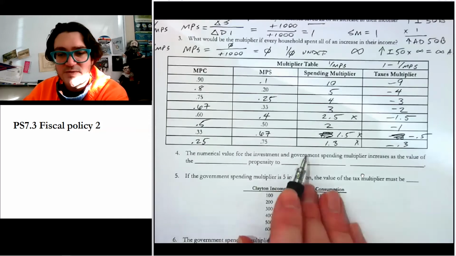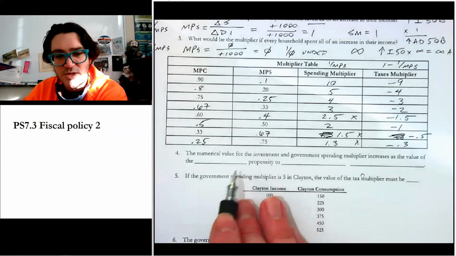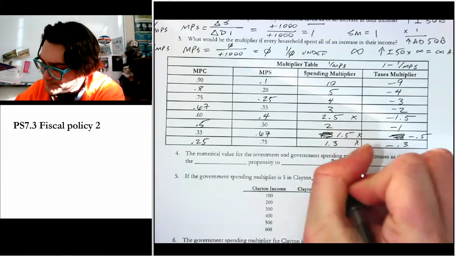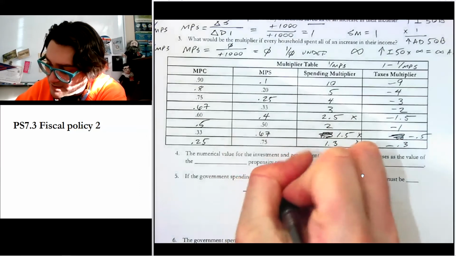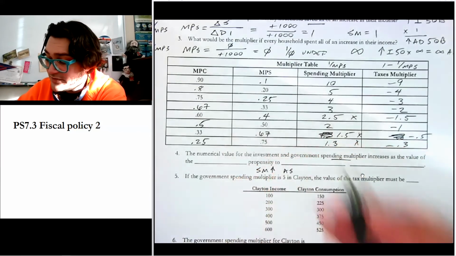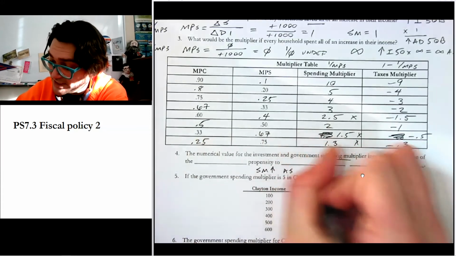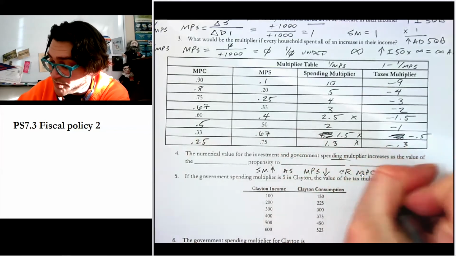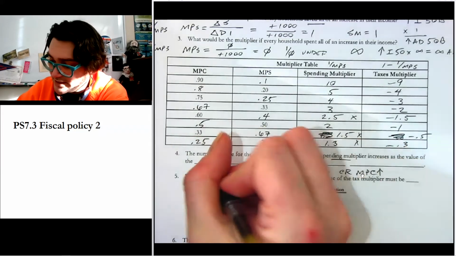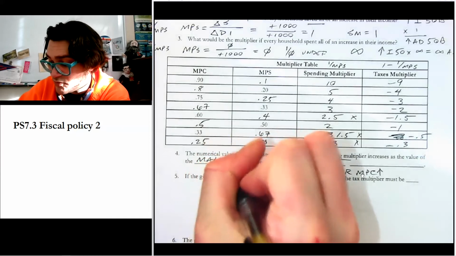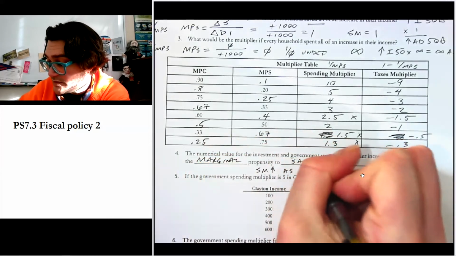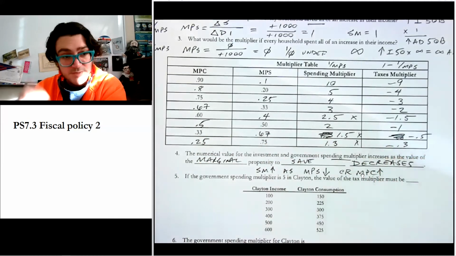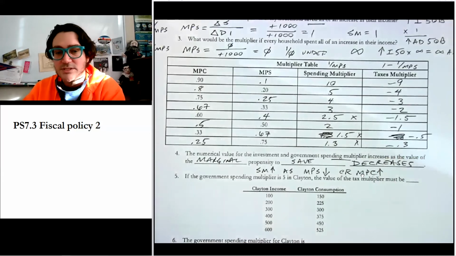Numerical value for the investment government spending multiplier increases as the value of the blank to blank, propensity to blank, blank. So this is saying the spending multiplier goes up as, and there are multiple ways you could answer this. You could say as the MPS goes down, or as the MPC goes up, right? I'll start with the first one. Marginal propensity to save decreases. So basically, as people save less of their money, the spending multiplier goes up. That's the flip of that, the other way to say it.